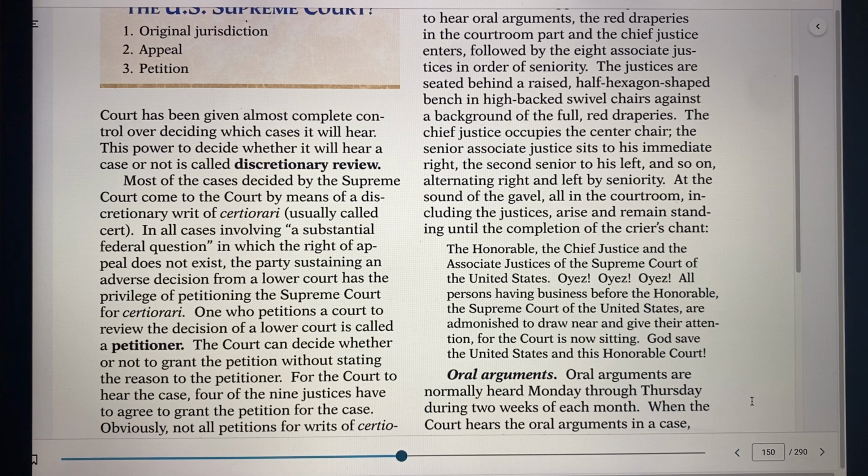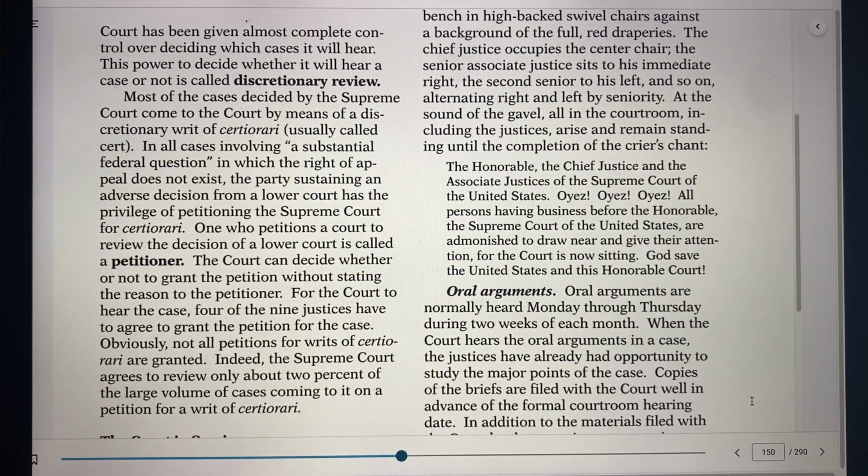So, the one who petitions a court to review the decision of a lower court is called the petitioner. A petitioner is the one petitioning the Supreme Court to hear their case. And the court can decide whether or not to grant the petition without even stating the reason. They can say, okay, we're not going to hear your case. They don't even need to tell you. For the court to hear the case, in fact, 4 of the 9 justices have to agree to grant the petition for the case and say, yes, we'll hear it.